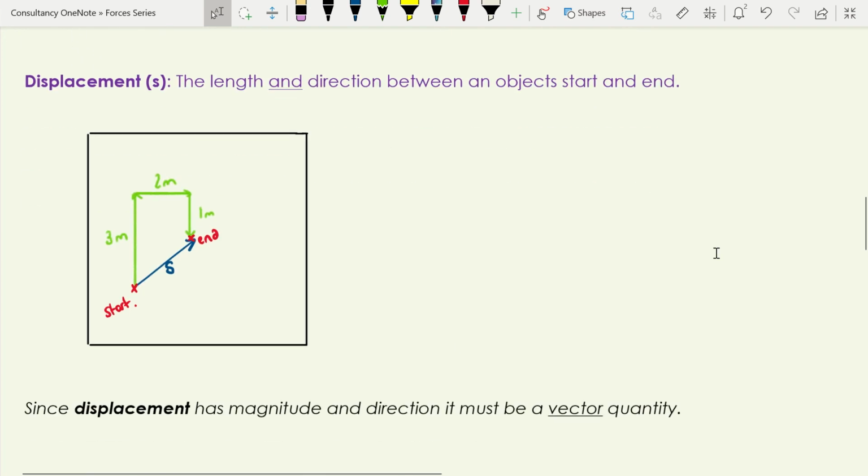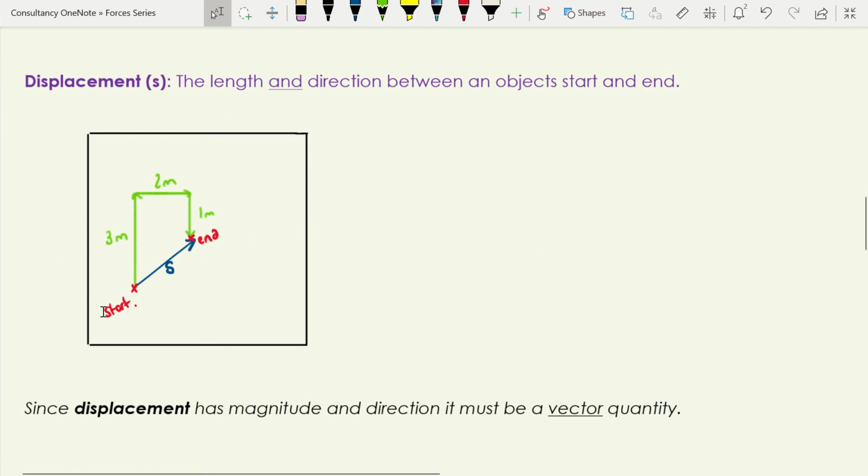So displacement is a little bit different. It's the length and direction between an object's start and its end. And we give it the symbol s, while d has already been taken by distance, so s was the next best thing, I guess. So we use the symbol s for that, which can get confusing because we sometimes use s for speed as well, but s is the symbol for displacement.